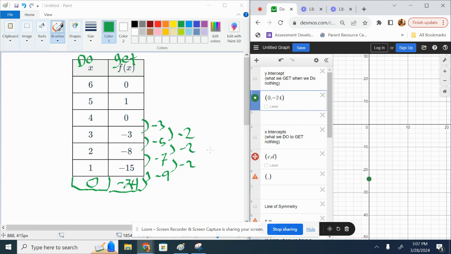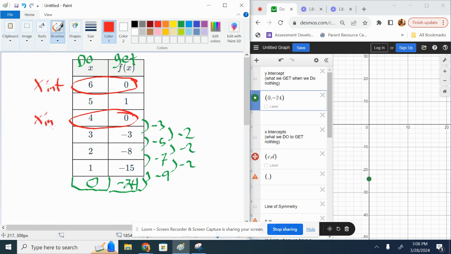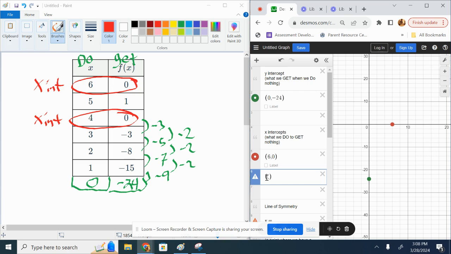Okay, so from here, we're going to start looking at our x-intercepts. An x-intercept is what we do to get nothing. So we're flipping the idea here. Instead of doing nothing, we're getting nothing. That means we want an output of 0. These two are instances of outputs of 0, so they are our x-intercepts. This is nice. I don't have to do any extra work for that. We just have to write them down. So 6 gets us 0. And when I input a 4, I get 0. Those are our two x-intercepts right there.